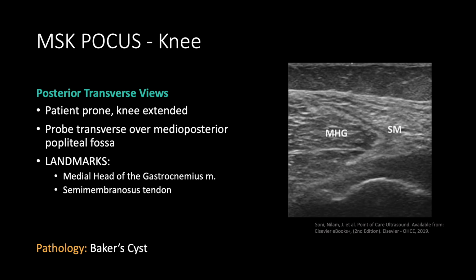Sometimes it can be hard to differentiate these structures. So sometimes what I'll do is start off lower in the leg, over the gastroc, the calf, and then translate my probe in that transverse orientation more cephalad, or more proximally along the leg, until I can differentiate between the medial head of the gastroc and the semimembranosus tendon coming and abutting it.